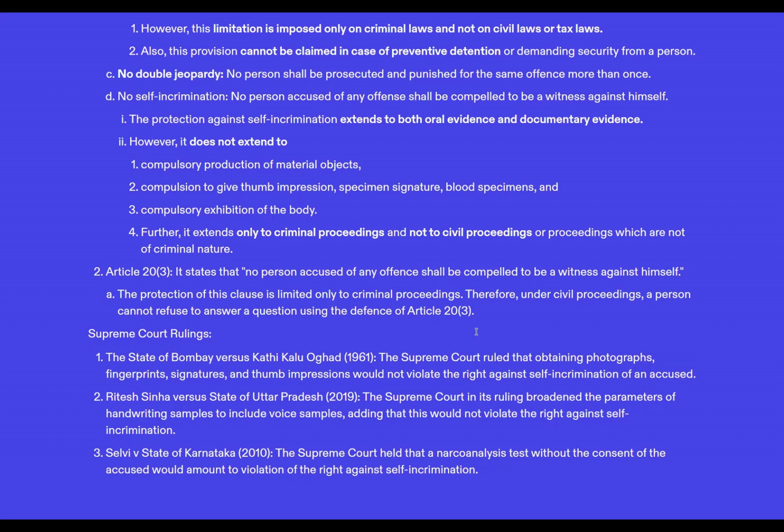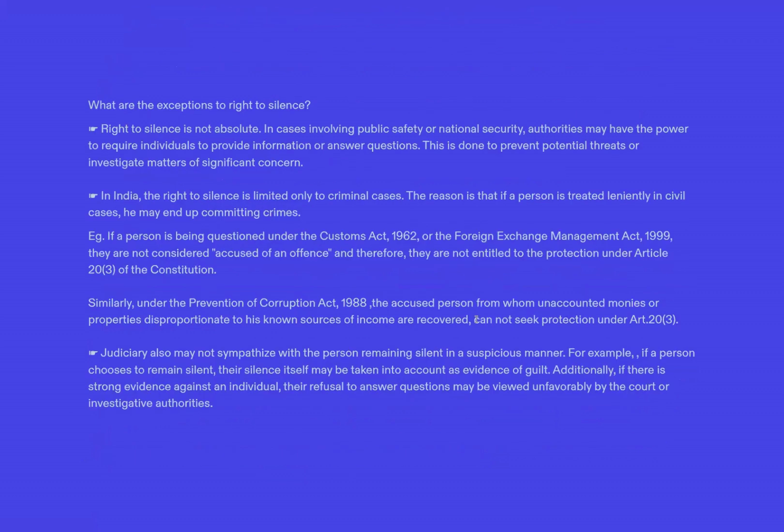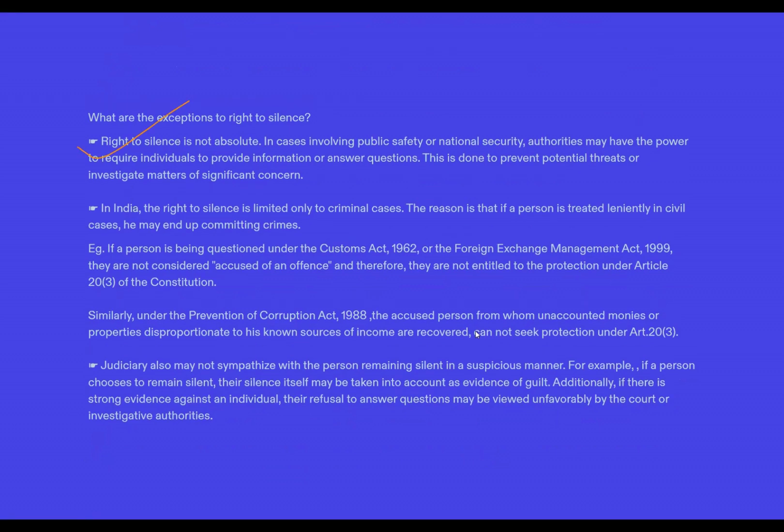Okay. Now, moving ahead, there are certain exceptions to right to silence. Okay. What are these? It is not absolute. When I say it is not absolute, that means that in cases involving public safety or national security, authorities may have power to require individuals to give certain answers or information. So suppose somebody has committed a crime against the state or crime against the nation, or he is a traitor or has committed treachery-based crimes. Then they are needed to provide authorities with accurate information in order to help in investigation of the matter. Okay. Now it is limited only to criminal cases.